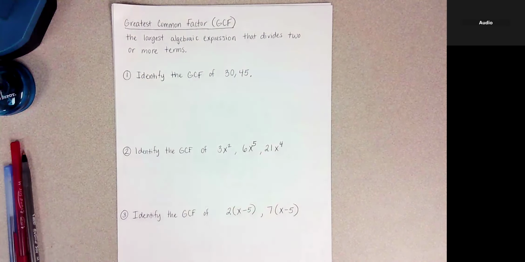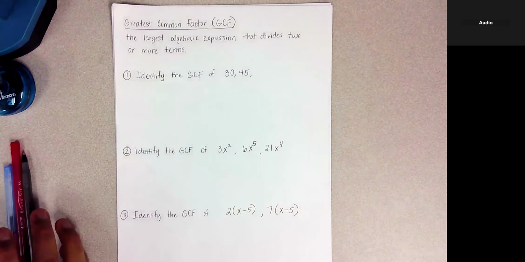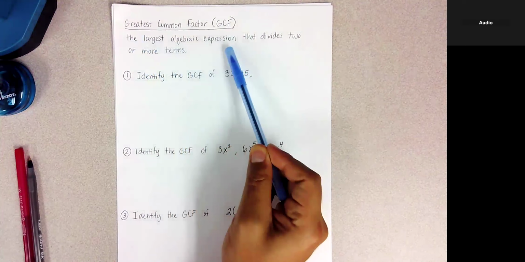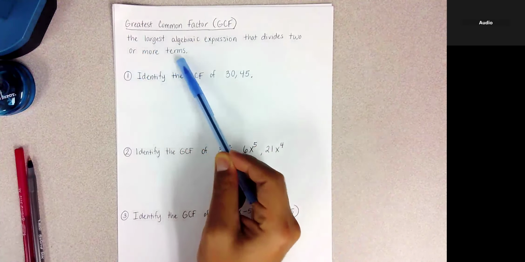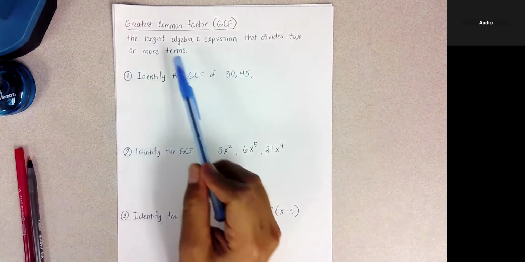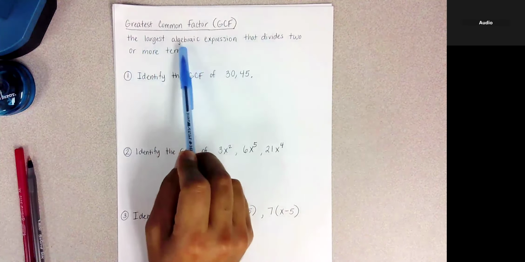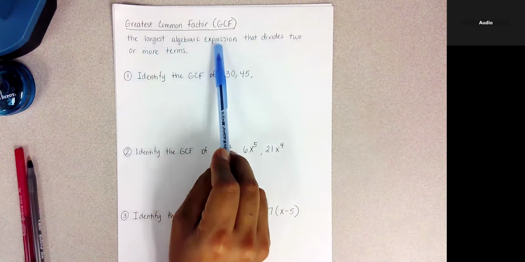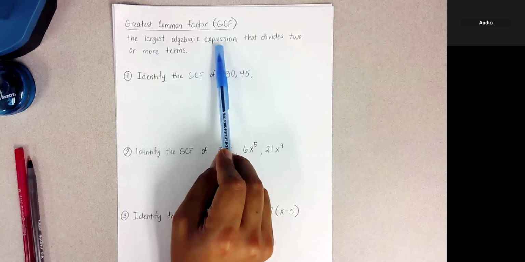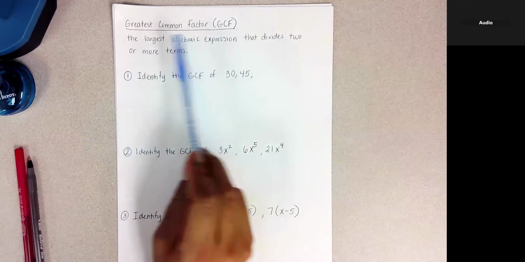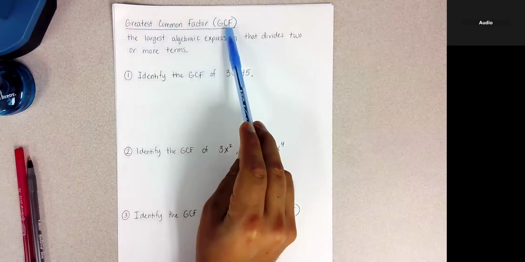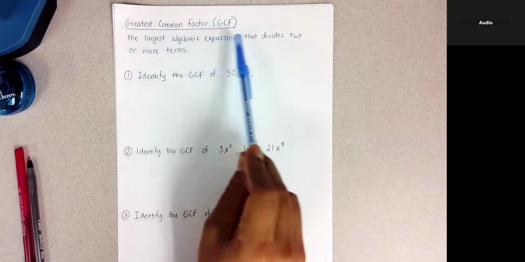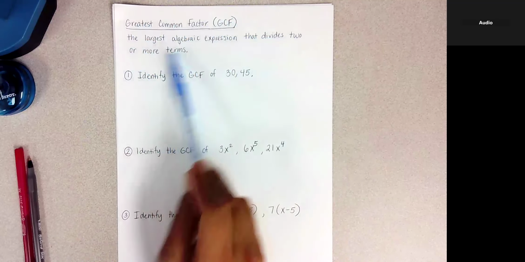So first, we need to understand the definition of the greatest common factor. And the greatest common factor is the largest algebraic expression that divides two or more terms. Okay? So that might seem a little bit confusing, especially since we're using this fancy terminology, algebraic expression. But that algebraic expression can be replaced with the word number or even variable. Okay? So let's read this again. The greatest common factor, or the GCF, is the largest number or variable that divides two or more terms.